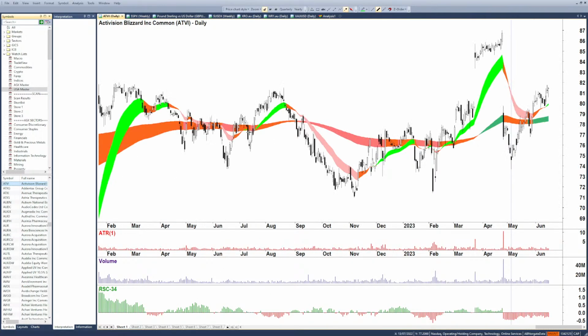ATVI, Activision Blizzard, the games studio. Big drop through here. I'm guessing some earnings. I tell you what, I would have been buying on this day. I thought it looked fantastic there. I would have been buying this day and this day.